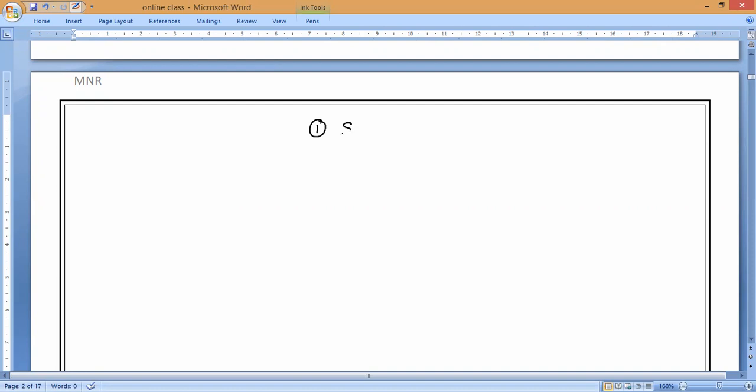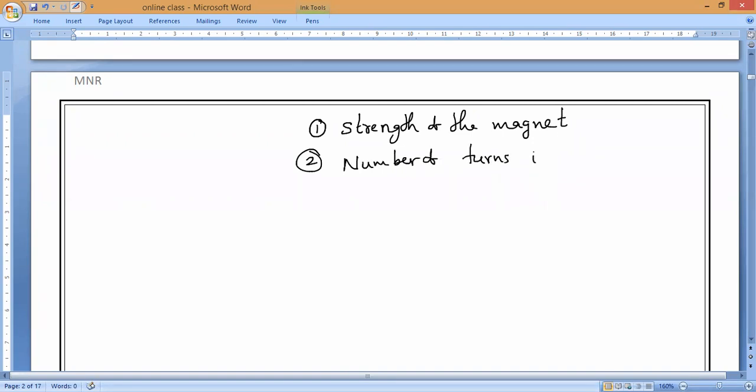What are the 3 factors which will influence the induced current? The first one is the strength of the magnet. Yes or no? Yes, sir. The next, second one, is what? You have to speak here. The number of turns in the coil. That is the second one. And the third one? Relative speed between the coil and the magnet. Relative speed. The length is part of the number of turns only.